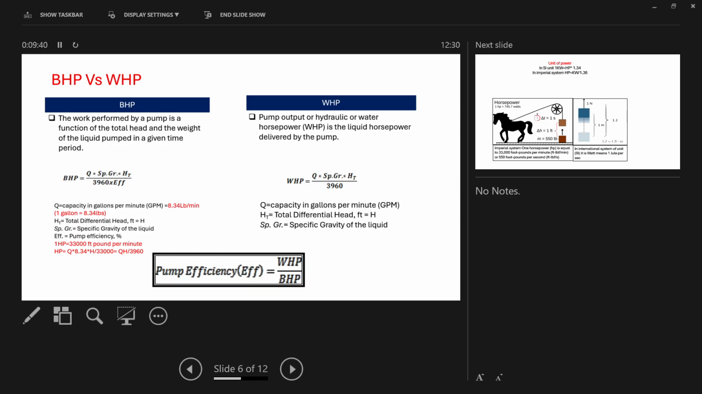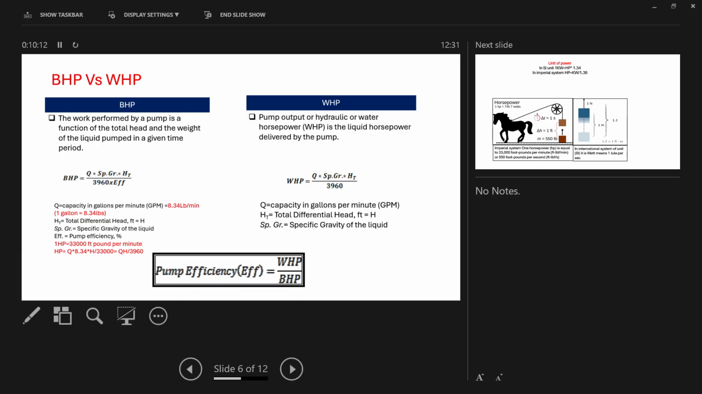What is the formula to calculate the BHP? Now the BHP formula is Q, specific gravity. Q is the flow, and the unit is very important, it is an empirical formula: gallon per minute. And H is the differential head, or simply head. Differential head should be in feet. Specific gravity of water is equal to 1, divided by 3960 into efficiency.